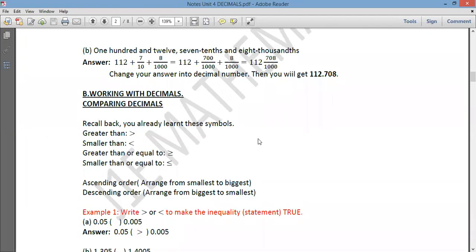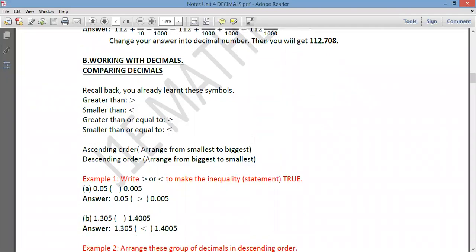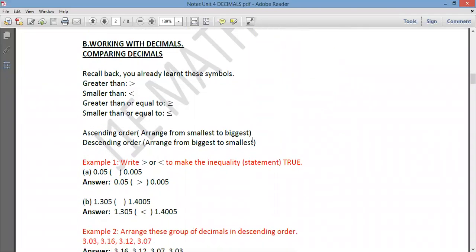I will teach quite quick for these few parts because you already learned before. Only the last part, C part, recurring decimal, you haven't learned before. So this lesson will cover A and B, okay? Next, B, working with decimals.